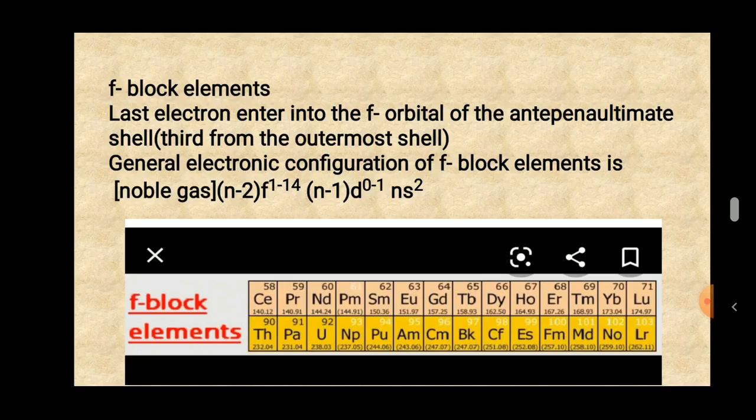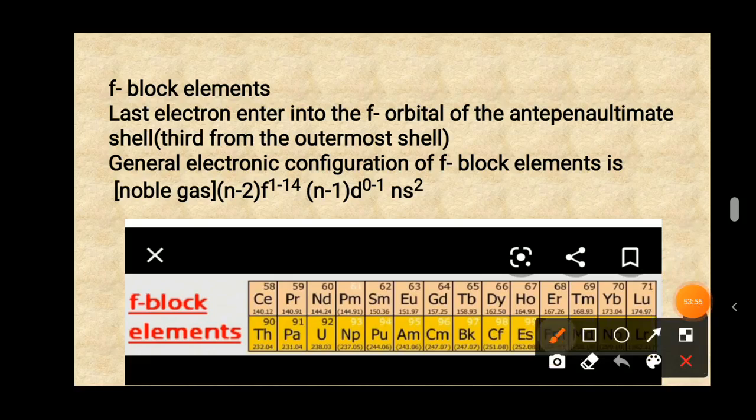I will give a homework: write the electronic configuration of the first element of the f block. The first element of the f block is cerium, atomic number 58. This is a homework for you.